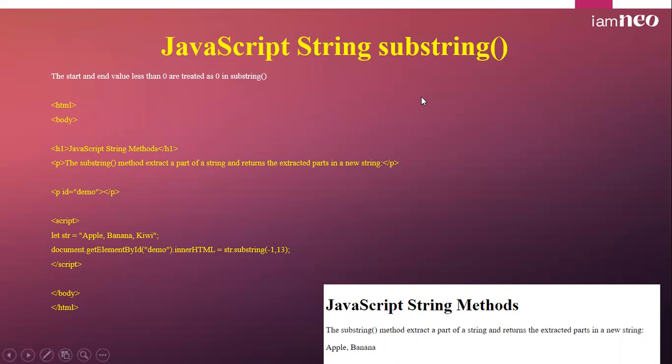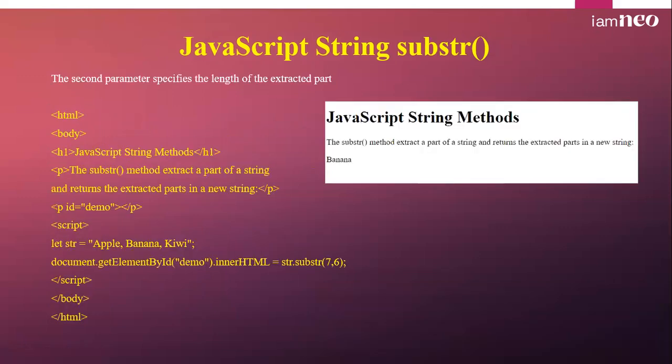Substring. So start and end value is given. Starting value is -1 and end value is 13. So it will print from apple to kiwi, apple to banana. Here I'm using the substring with the value 7, and it will print the string from the 7th to the 6th position. So banana will get printed.